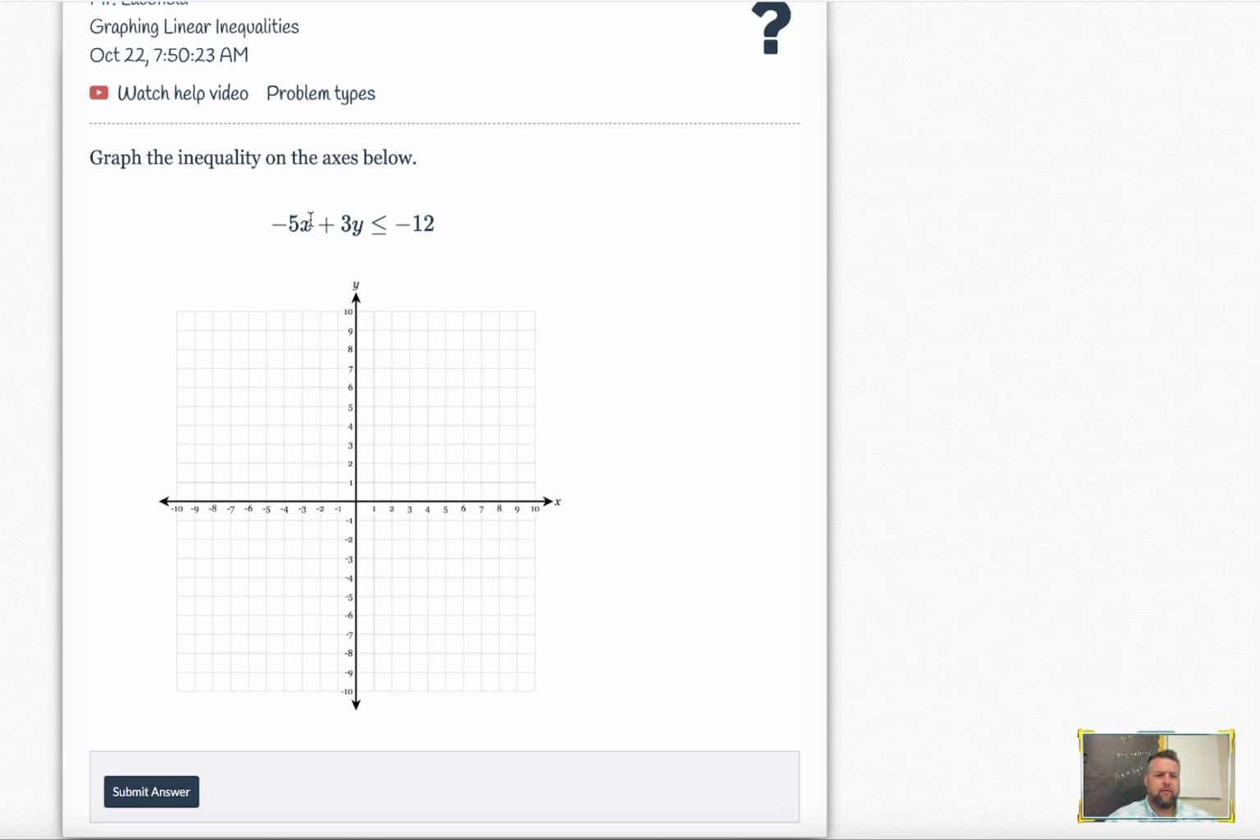Good morning. We're going to be graphing inequalities. In this inequality here, we have standard form. So there's two methods that we can choose from. Method one is ABC. Method two is to simply solve for y.